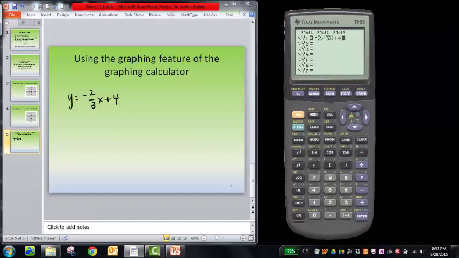Next thing we're going to do is graph it. So we're going to press the graph key, and it goes ahead and graphs the entire line for us. If you've got a color one, it's graphing this in red or blue.